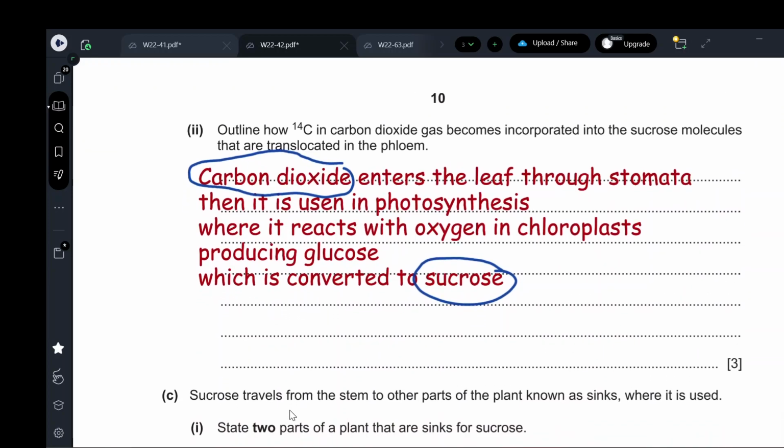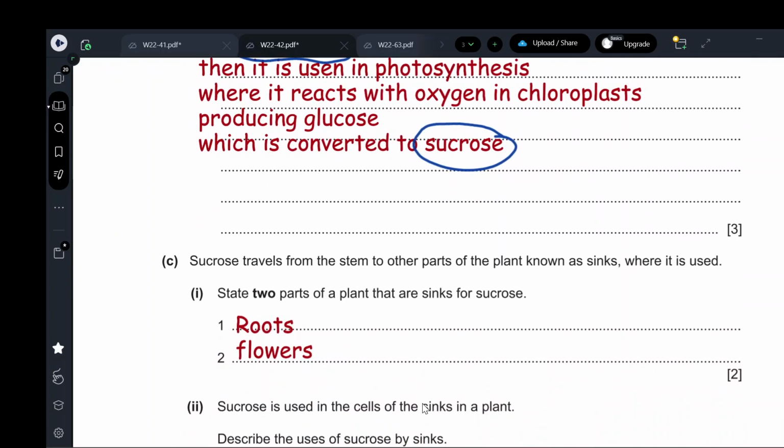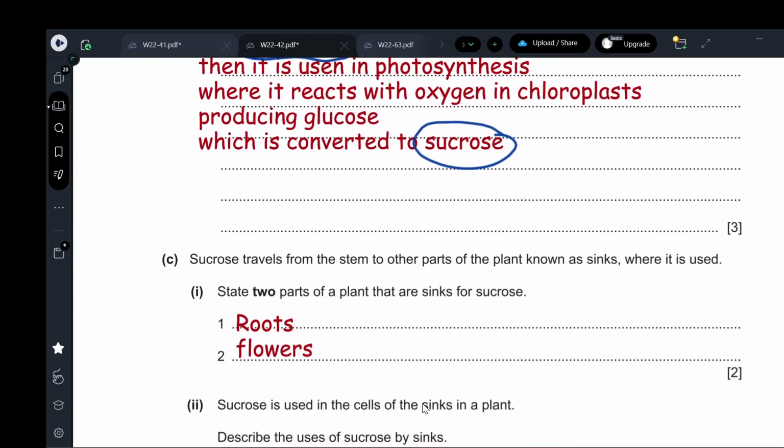Okay, sucrose travels from the stem to other parts of the plant known as sinks, where it is used. State two parts that are sinks. Any two parts. Flowers, roots, seeds, any part that the food goes to is considered a sink.